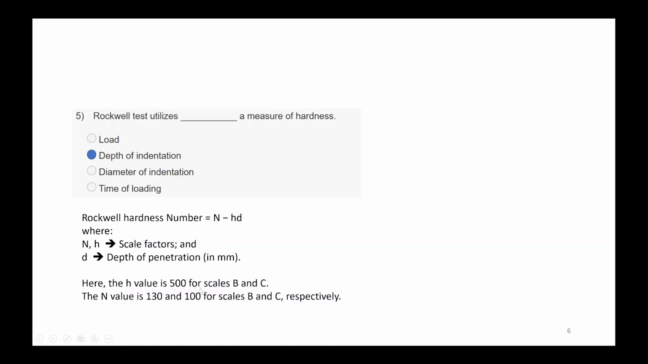Here the H value is 500 for scales B and C. The most common scales that we use are B and C scale, and in these cases the value of H will be 500 and the value of N will be 130 and 100 for scales B and C respectively. So we can say that Rockwell hardness number depends on depth of penetration.